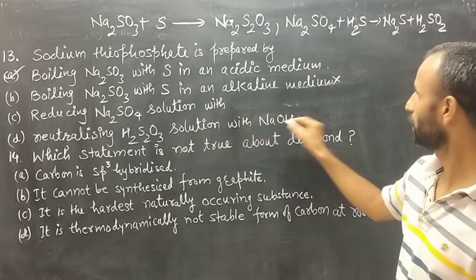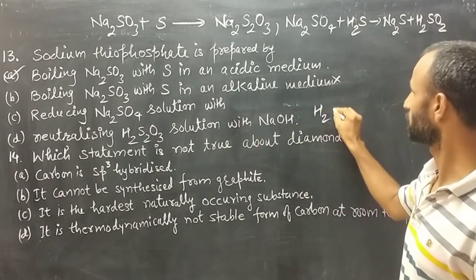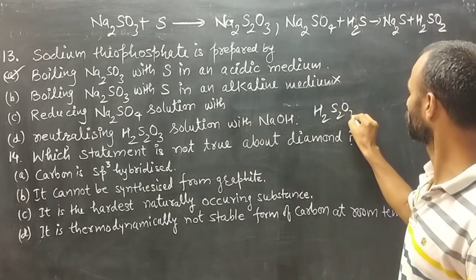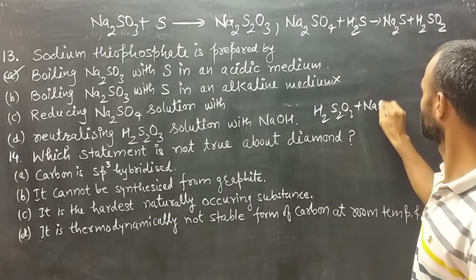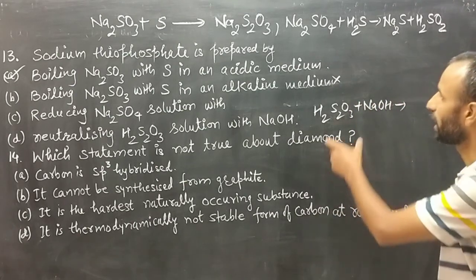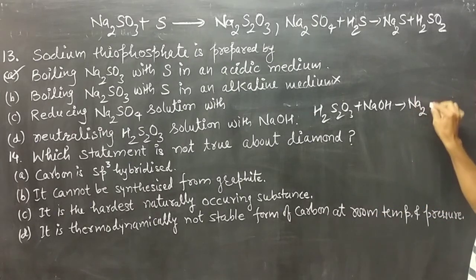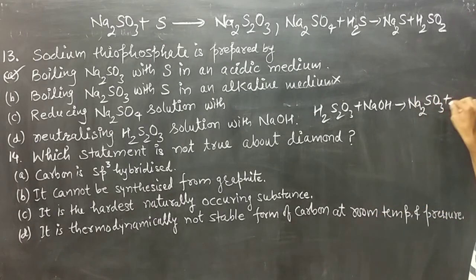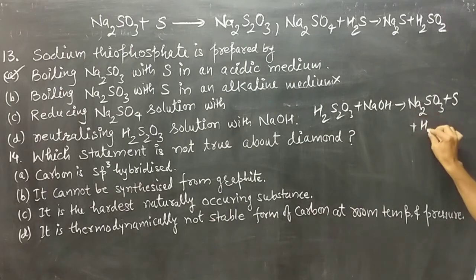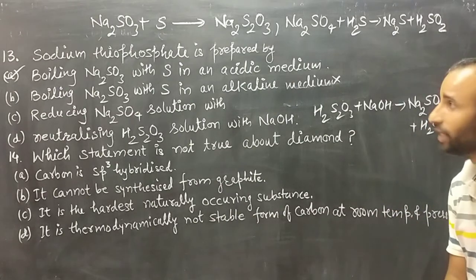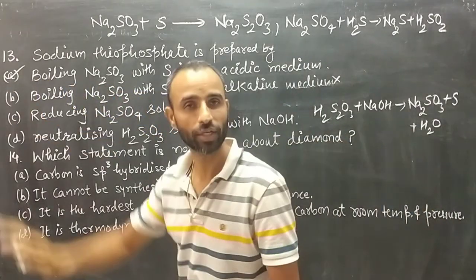And if we neutralize H2S2O3 with NaOH, instead of getting Na2S2O3, we get Na2SO3, sulfur and water, right? That's why the right option is A.